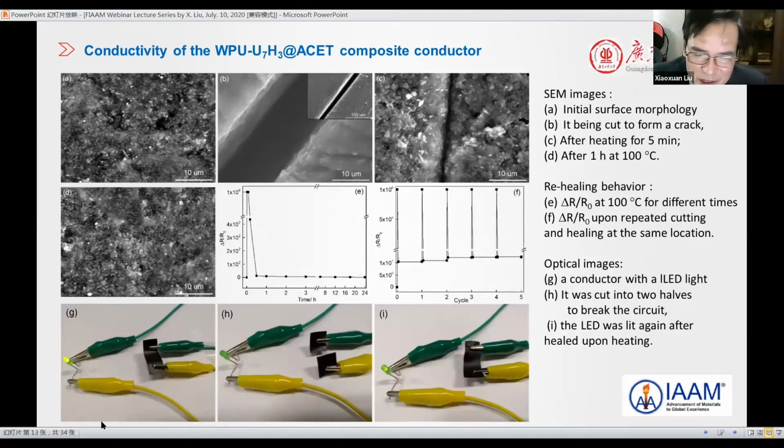Down here the three pictures: before cutting, the conductor is conductive and the light is on. After cutting, the light is off. When we heal it, after healing the light turns on again. So it has good healing ability with good conductivity.